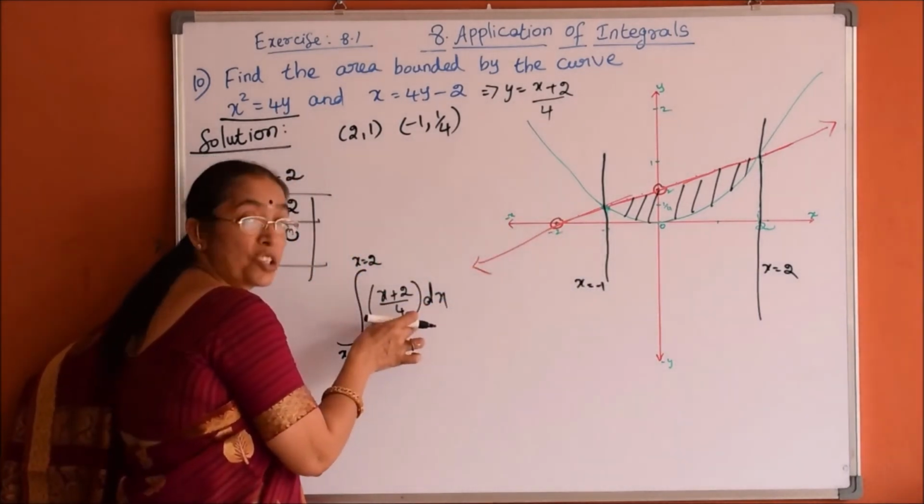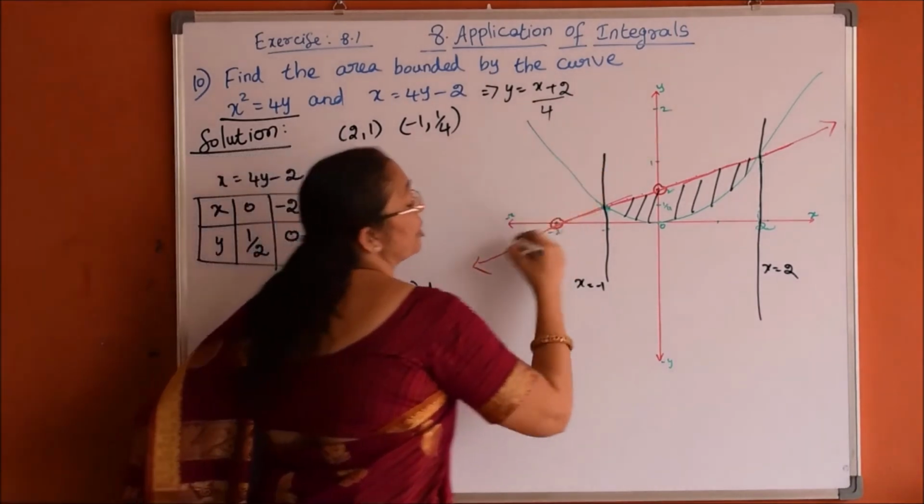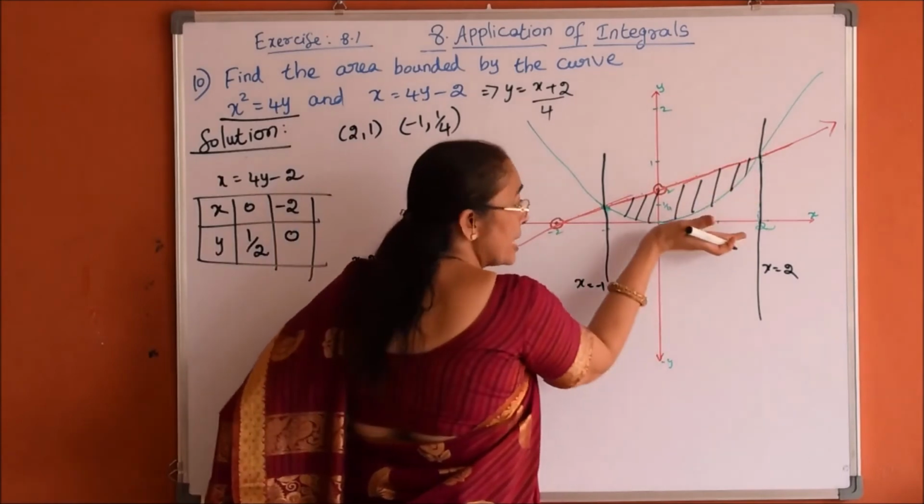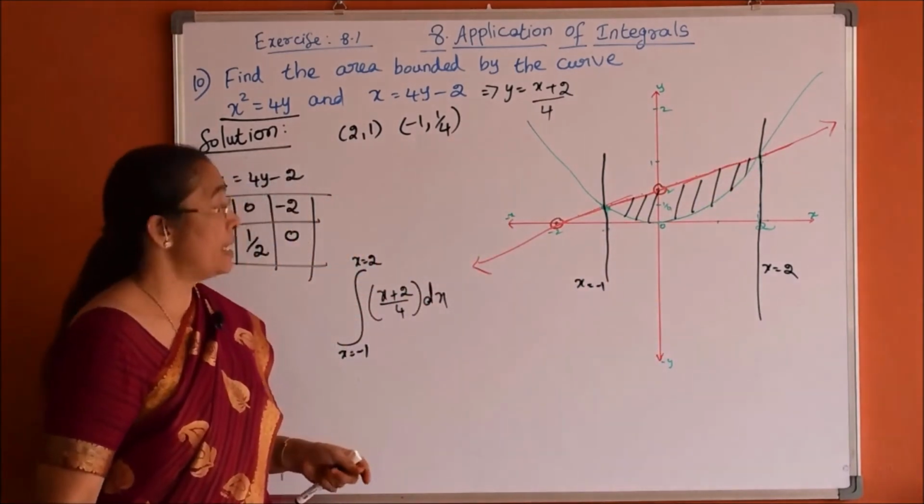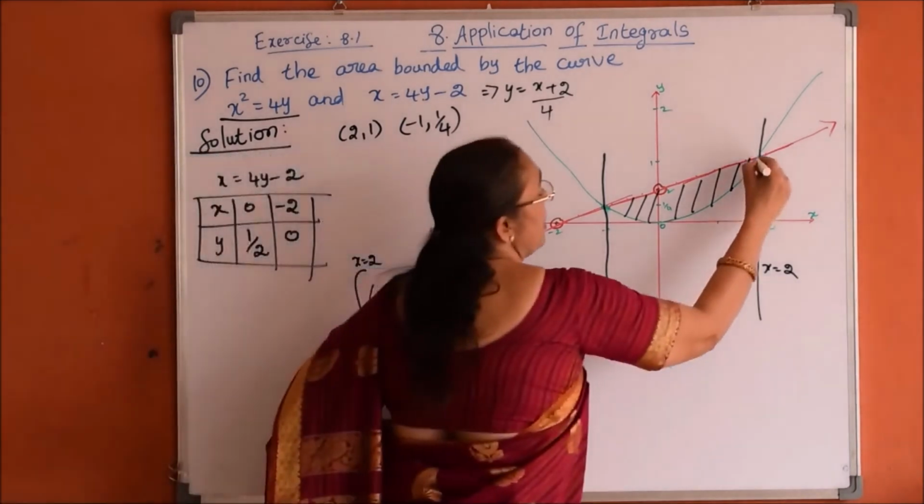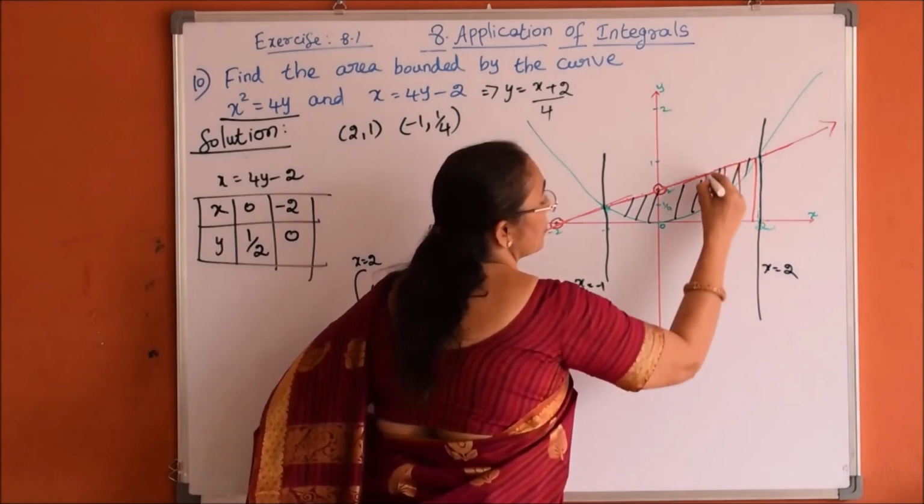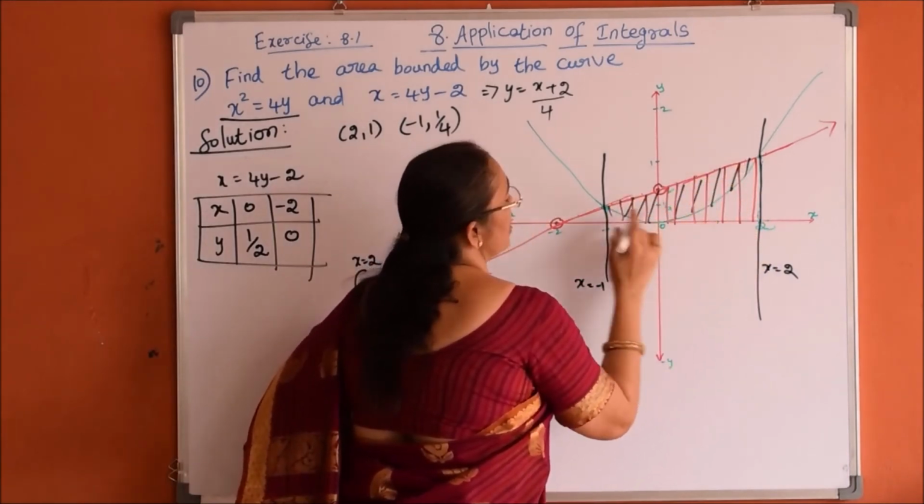The curve is a straight line. The straight line is nothing but y is equal to x plus 2 by 4, that is this straight line with the x axis. So, which area is this integral representing? This integration is representing the whole area, this complete area it is representing. It should not cross the x axis.